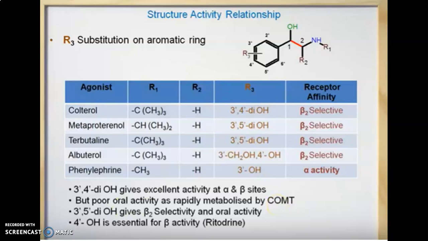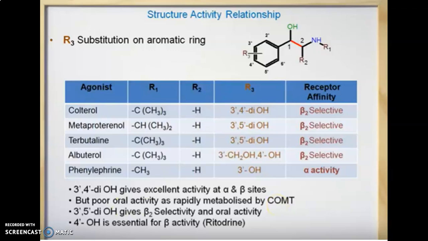If we substitute the aromatic ring at the 3,4 positions by the hydroxyl group, that is the catechol group, and R1 is a tertiary butyl group, that will give a catecholamine which has beta 2 selectivity.